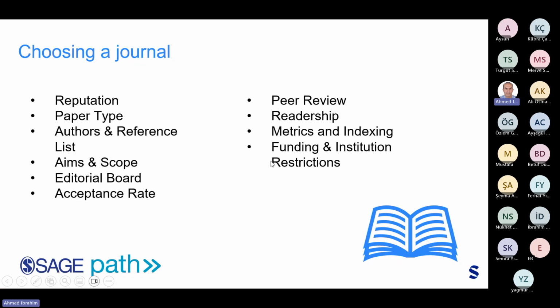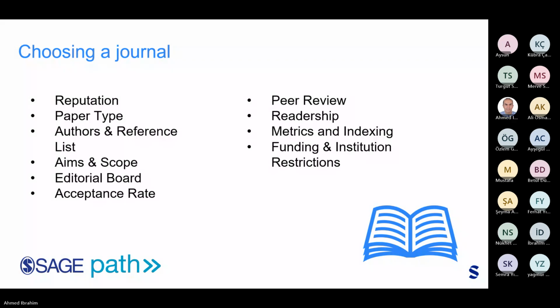Also, the funding and institution restrictions. Maybe your funder is asking you to publish open access, and you would need to publish in a hybrid or subscription journal. So in selecting the journal, it should match the funding and institution restrictions. I would like to add one important point I may have missed about the aims and scope. Some journals specify that the number of words should not exceed a certain number, like a 3,000 word limit. So one of the points to consider while looking at the aims and scope of the journal is whether they restrict your article to a certain number of words.